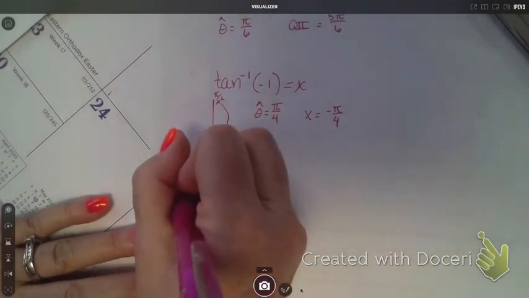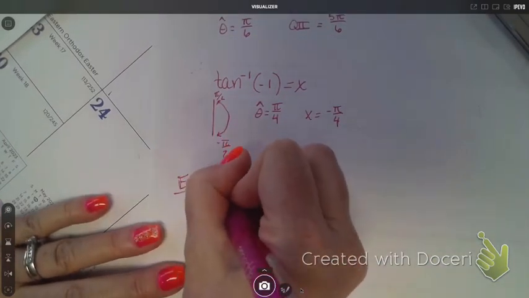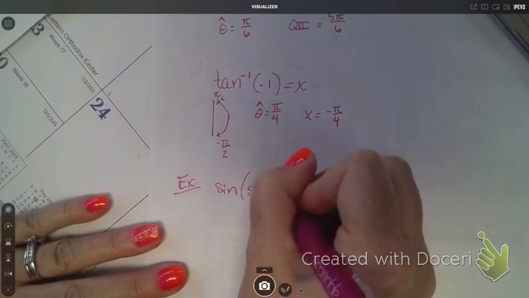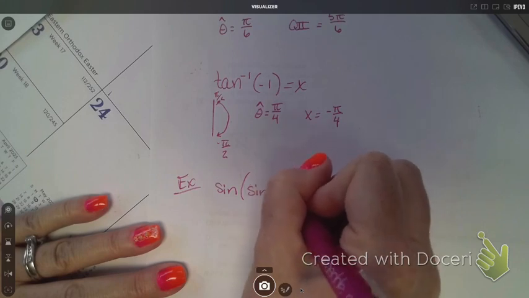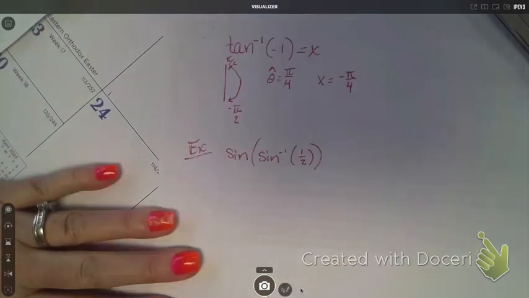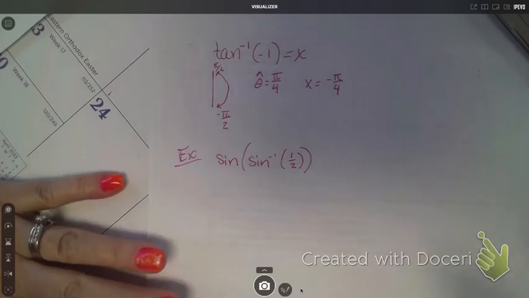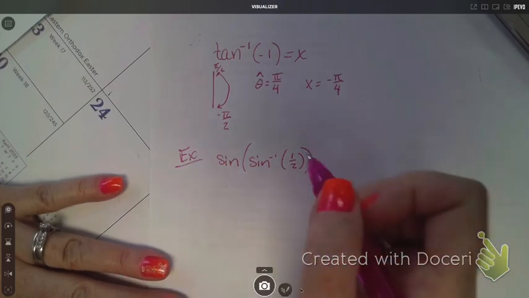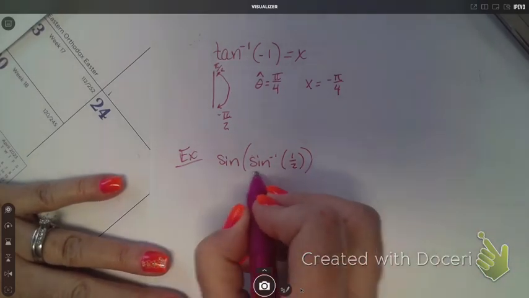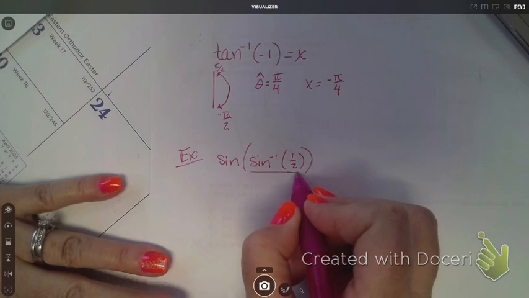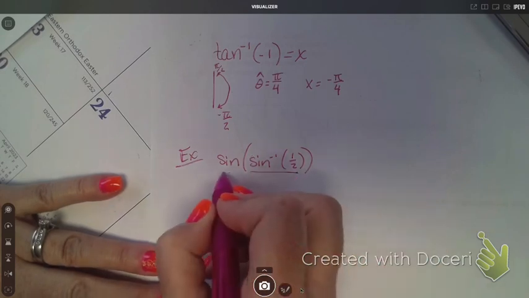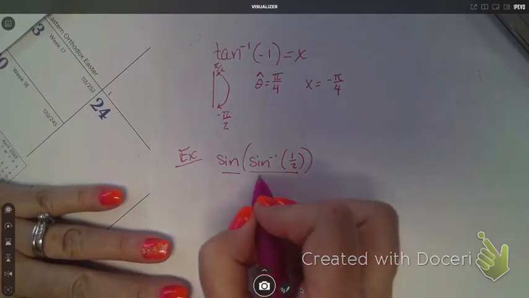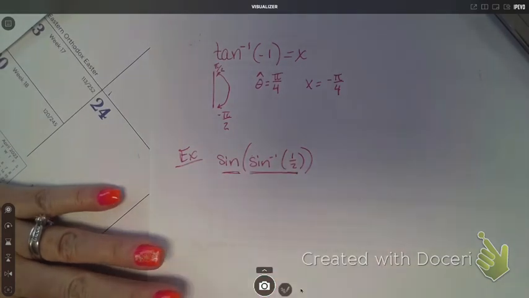Okay, then I have sine of the inverse sine of 1/2. So sine of the inverse sine of 1/2. So this is asking for an angle, correct? Inverse asks for an angle. And this is asking for a value. Order of operations tells me I have to do parentheses first, then the outside, correct?